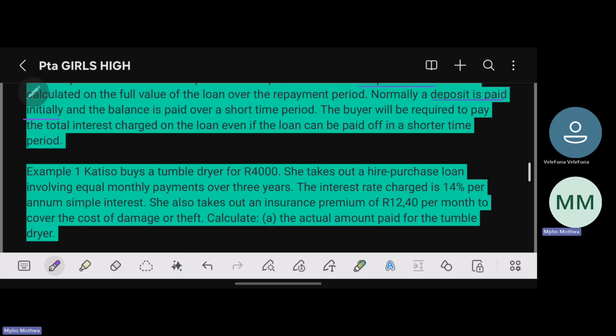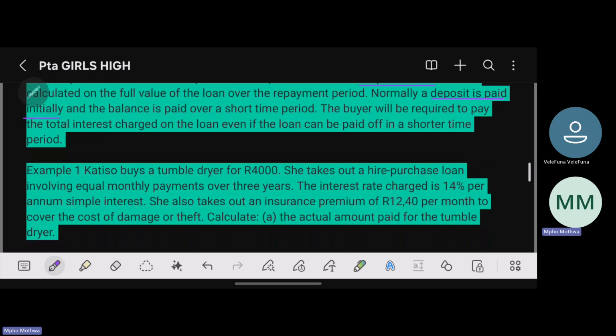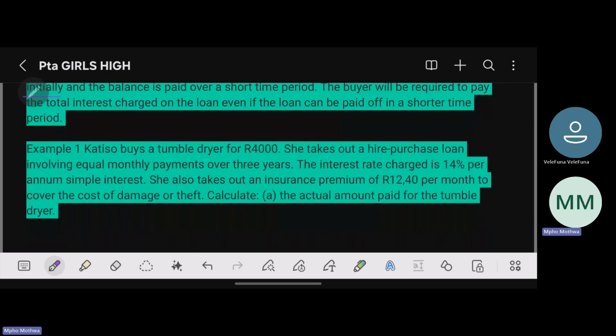Very easy. Katiso buys a tumble dryer for 4,000 rand. Remember, we said that this is the same as hire purchase. So I know this 4,000 rand as the money that she paid initially. So what is this? It is P.